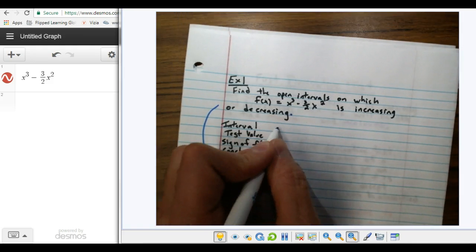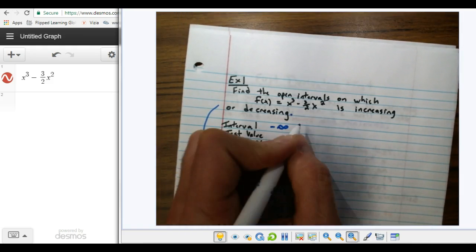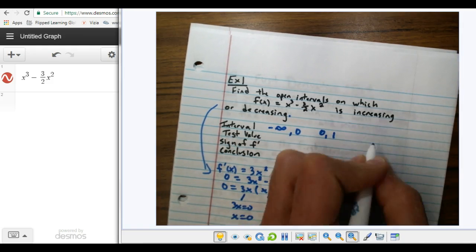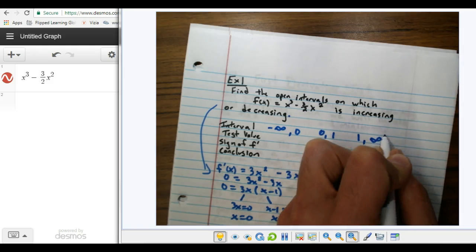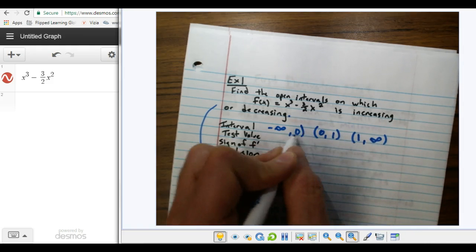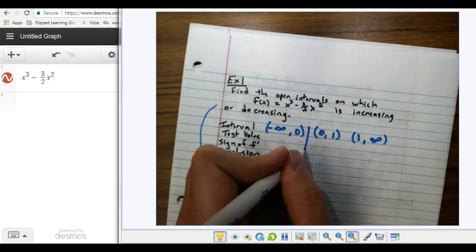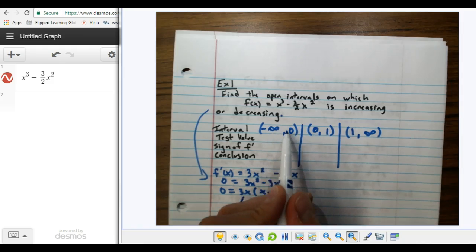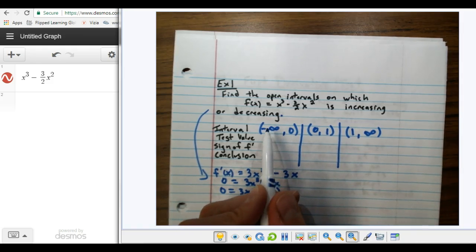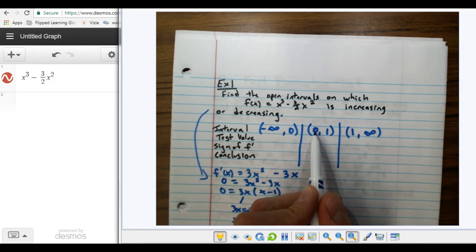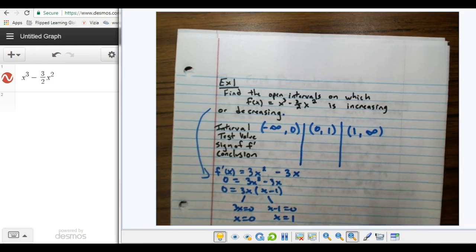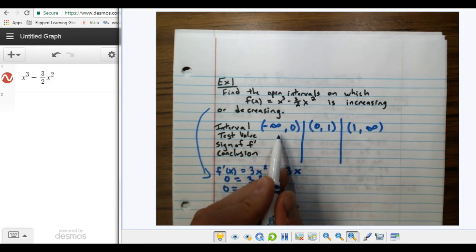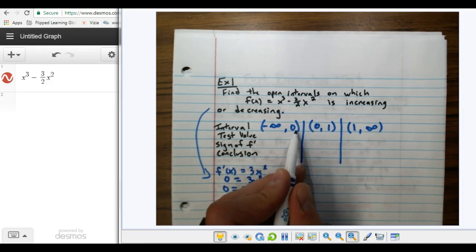So that means our intervals are going to go from negative infinity to our smallest one, 0, and then from 0 to 1, and then from 1 to infinity. Alright? So we're going to be looking at these intervals right here. That means I can pick a number anywhere in between negative infinity and 0. I can pick anything in between 0 and 1. I can pick anything in between 1 and infinity. So we can pick any number as our test value, because what we're going to do is pick something in each of these intervals, right? And it should be all the same.